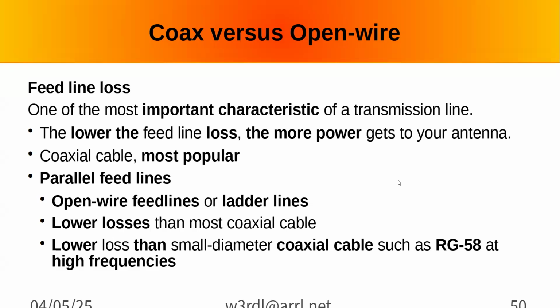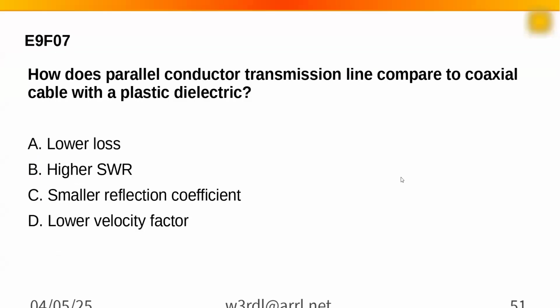So for long distances or higher frequencies, it's better to use ladder line, although I don't see ladder line used at VHF or UHF, although it would be better. But usually when you start getting up there, you go to a hardline coax to get air dielectric. How does parallel conductor transmission line compare to coaxial cable with a plastic dielectric? I think it's another red herring.